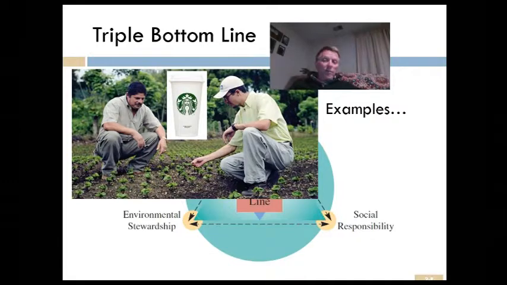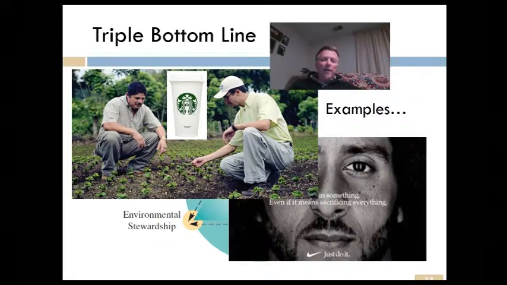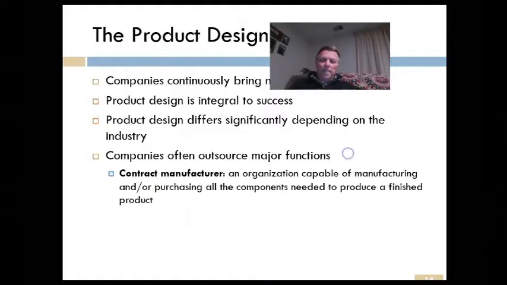Here's a fairly controversial one. When you buy a product from Nike, you do buy into the ideas and the social causes that they stand for, one of them fairly recent with Colin Kaepernick. Not getting political here, but just be aware when you buy a Nike product, you buy into everything else that they stand for. So the idea is the triple bottom line.